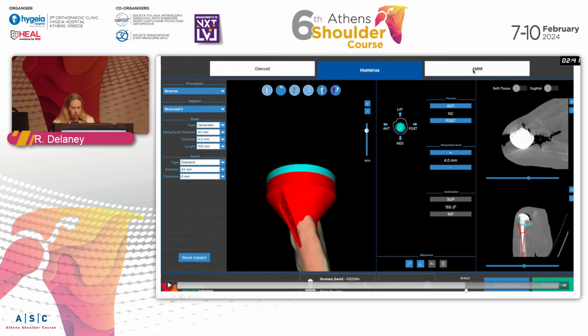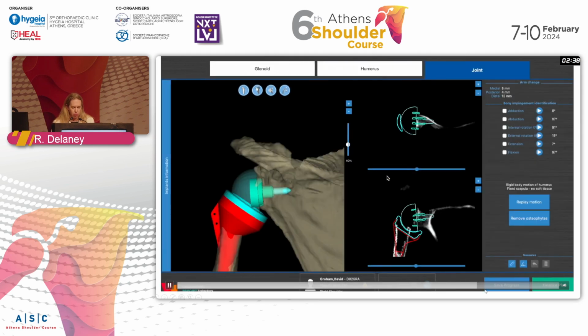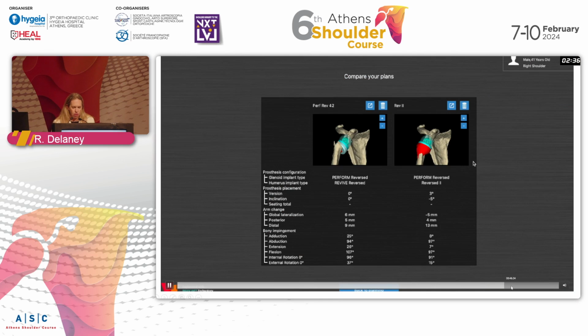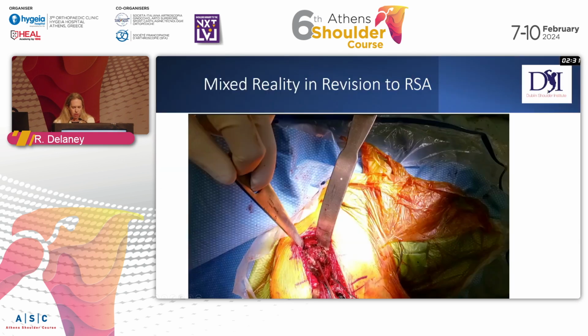And so again, you can put it all together and simulate a joint. But I think you do have to, as I keep saying, take that with a pinch of salt and use it as a relative measure rather than absolute numbers.